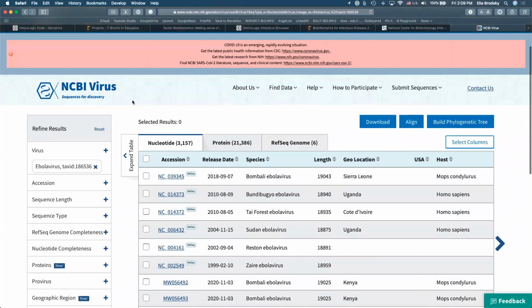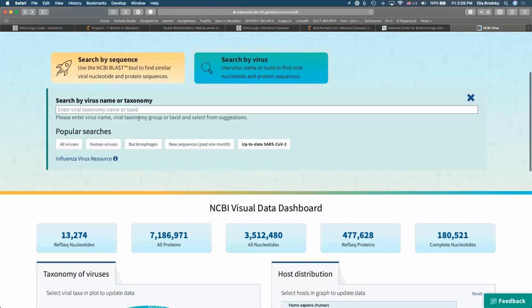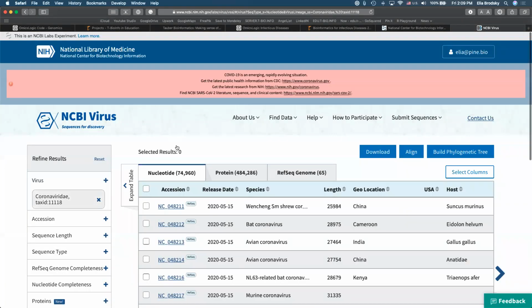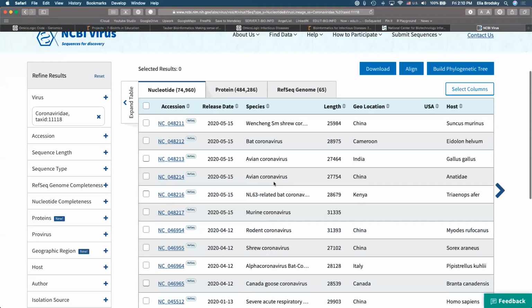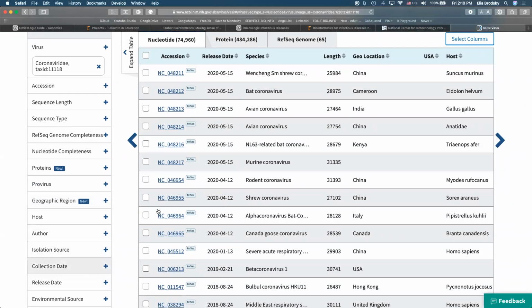Let's go back, and instead of Ebola virus, let's look for coronavirus. Here you can see the whole Coronaviridae. The Coronaviridae also come from different hosts, animal hosts as well as human hosts. I can also narrow this by geographic region, isolation source, and dates. So again, the same type of analysis that we went through today, comparing different sequences and asking what those sequence analysis results might mean functionally, you can also conduct just by taking data from here.